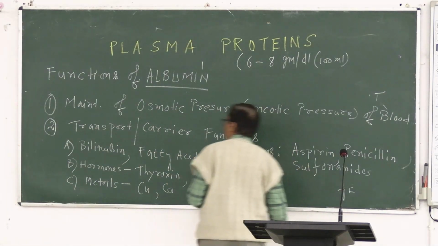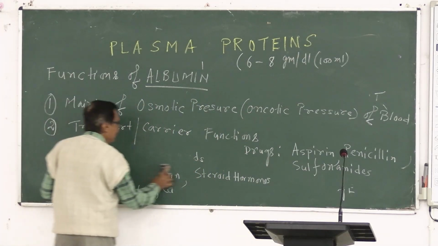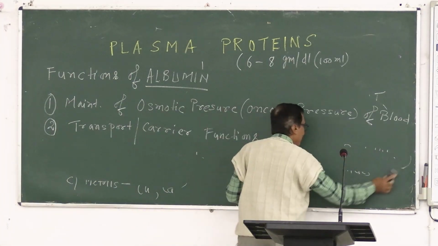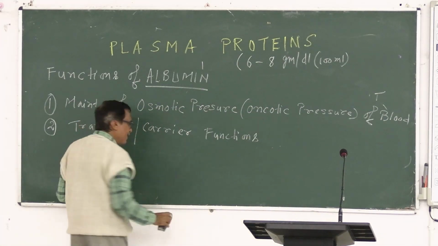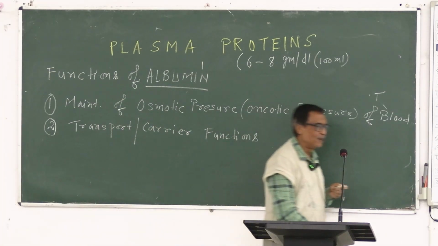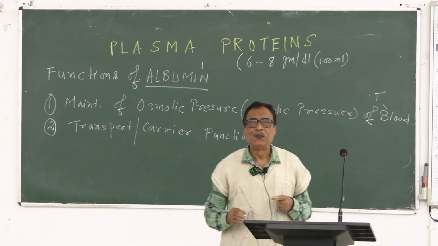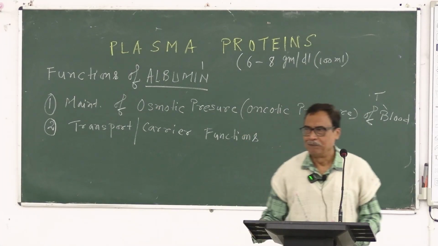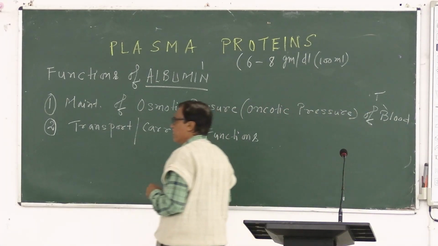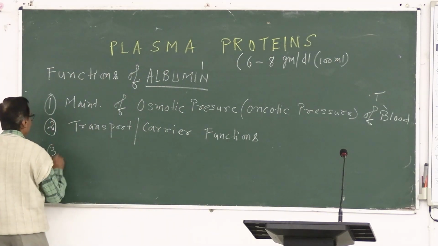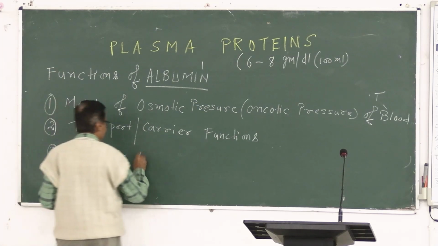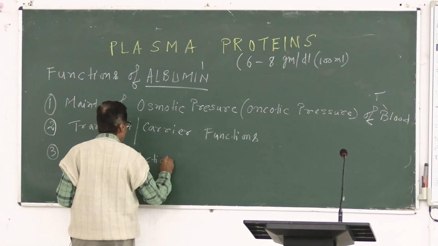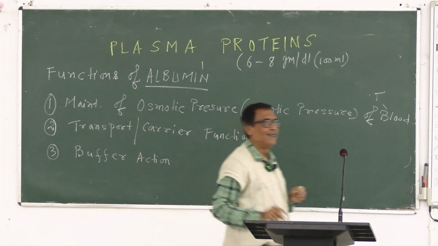Now, the next function is the buffer function. All proteins act as a buffer, particularly albumin. Buffers are substances which maintain acid-base balance in our body, which maintain the pH of the blood within the normal range. I will take buffers in the next class. Buffer action is due to particular amino acids.